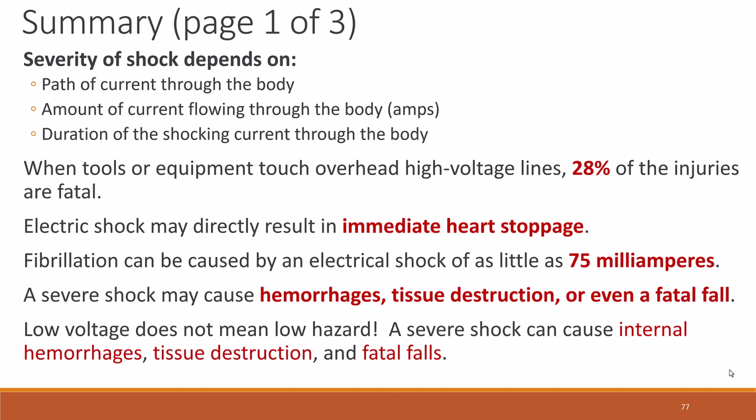The severity of the shock. Okay, I've got some kind of a summary here at the end of this presentation. And of course, a lot of this stuff is also in the study guides. But here I'm just going to go through it since I'm here.